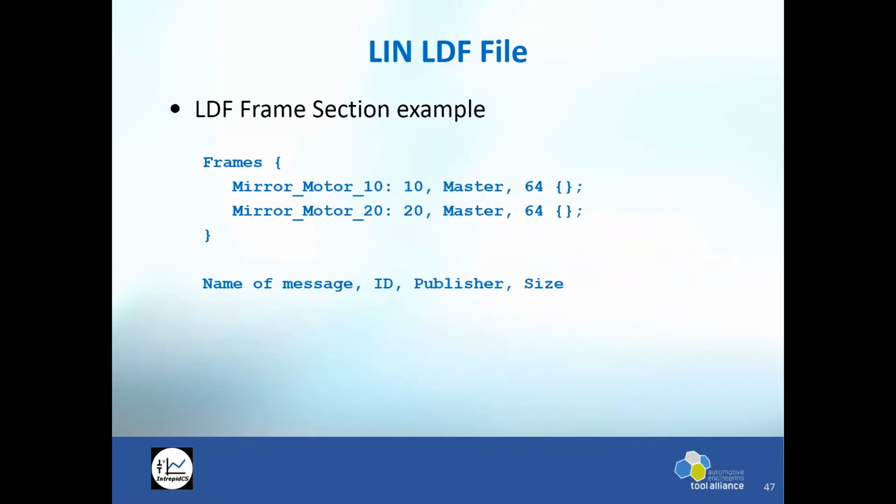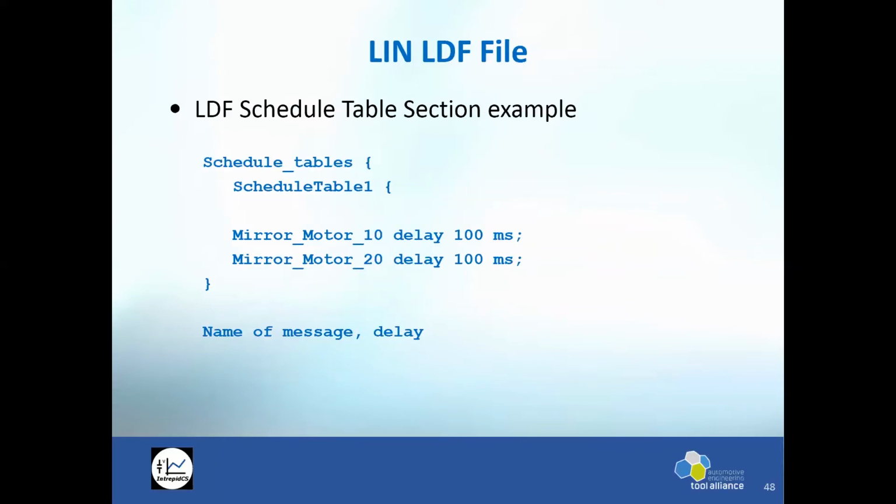And then the frames here will tell you that the ID in this case is 10, and the master is sending out two frames, an ID of 10 and an ID of 20, and it's going to send out 64 bits or 8 data bytes. And then it's going to repeat this loop over and over. And here's just a different example of a schedule table where the delay is 100 milliseconds between messages.